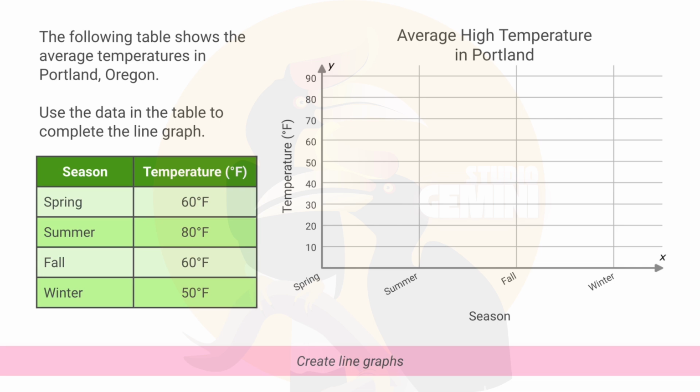First, spring has an average temperature of 60 degrees Fahrenheit, so we'll plot our point here. Next, let's plot summer at 80 degrees Fahrenheit and connect our points with a line. In fall, Portland had an average temperature of 60 degrees Fahrenheit, so we will plot our point here and connect our point with a line. And finally, we have winter with an average temperature of 50 degrees Fahrenheit, so we will plot our final point here and connect the dots. We've plotted all of our points and connected each point with a line, so we have created our line graph.